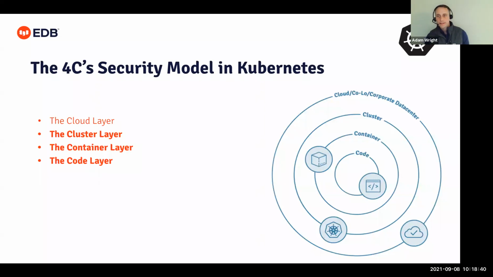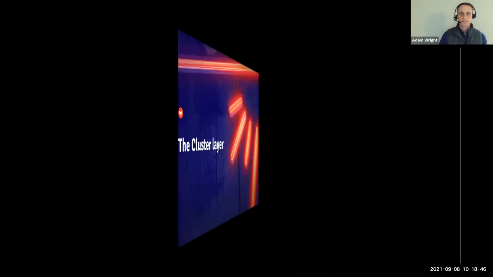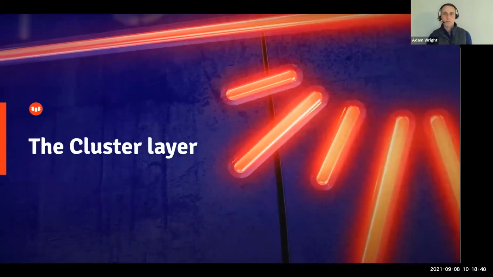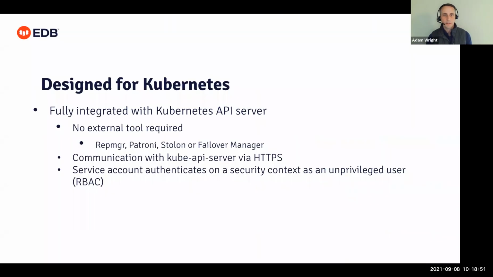The cloud layer is beyond the scope of this webinar, and we're going to focus on the cluster layer, the container layer, and the code layer here. All right, so let's start with the outermost layer, in our case, the cluster layer. So again, the cluster management approach that EDB took with Cloud Native Postgres is unique among Kubernetes operators for managing databases. So the cluster management is handled by the operator.